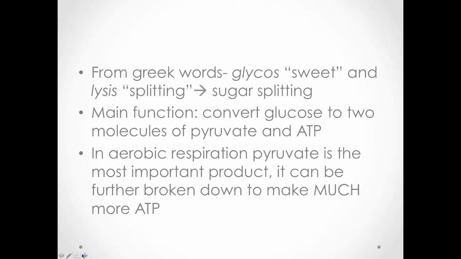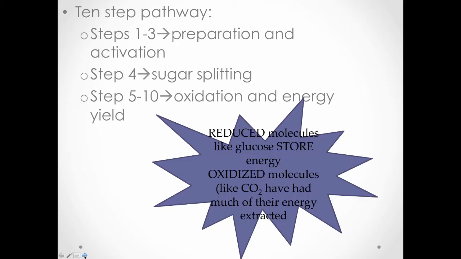The main function of glycolysis is to convert glucose into two smaller molecules of pyruvate. So it takes a 6-carbon glucose and converts it into a 3-carbon molecule of pyruvate or pyruvic acid. And it does make some ATP. And in aerobic respiration, that pyruvate can be further broken down. So it generates the pyruvate that's needed for the more energy-rich step of aerobic respiration.